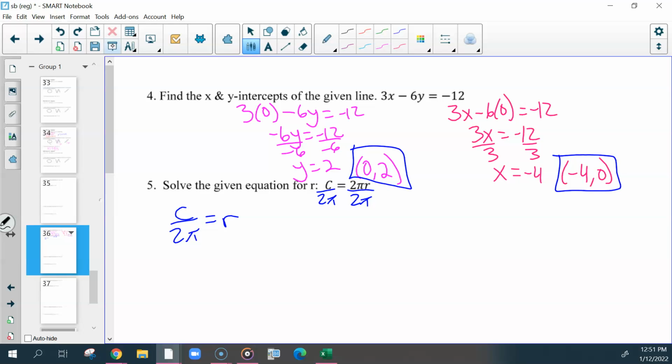If you had this number 5 and you had to get r by itself, you would have needed to divide both sides by 2 pi. So your equation would be c divided by 2 pi equals r.